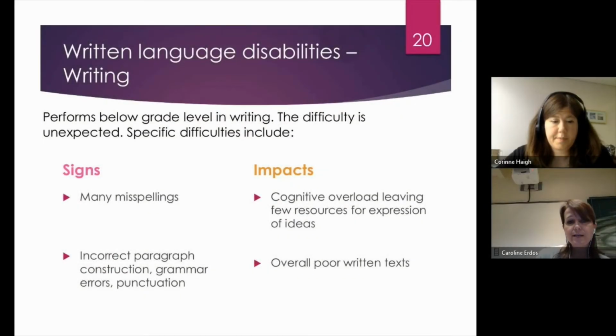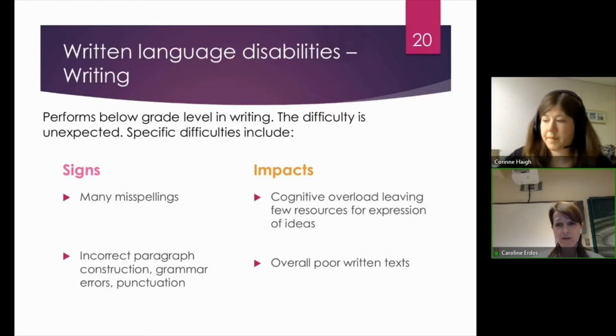Finally, when we get to the condition of written language disabilities, more specifically writing, so dysorthographia, what that would look like in a student is a high number of spelling errors. So we're going to have a student whose entire cognitive resources are going towards trying to figure out how to spell a word. And what's going to happen is they'll have very few resources left to produce a rich text that's informative and entertaining and everything else that we would look for in our students' written productions.